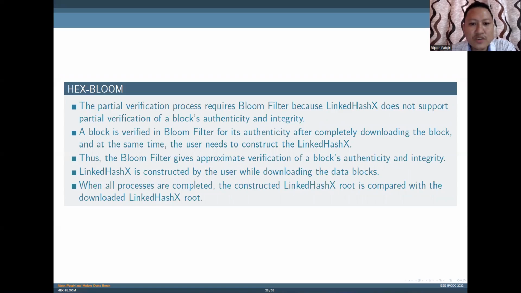The partial verification process requires Bloom filter because linked HEX doesn't support partial verification. A block is verified in Bloom filter for its authenticity after completely downloading the block, and at the same time the user can construct the linked HEX root. Thus, the Bloom filter gives approximate verification of a block's authenticity and integrity. Linked HEX is constructed by the user while downloading the data. When all processes are completed, the constructed linked HEX root is compared with the downloaded linked HEX root.